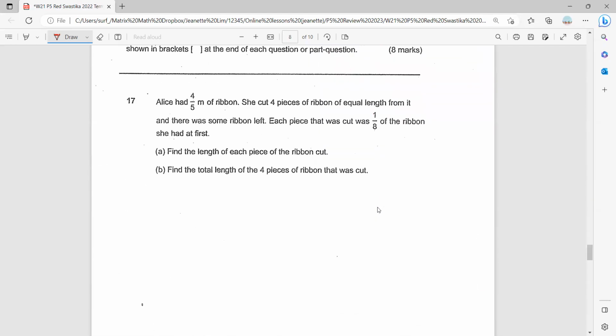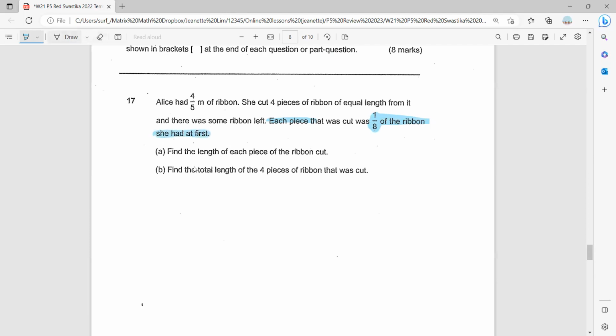Okay, question 17. Alice had 4/5 meters of ribbon. She cut 4 pieces of ribbon of equal length. And then there was some left. So each piece that was cut was 1/8 of the ribbon she had at first. Okay, so find the length of each piece of the ribbon cut. Okay, so the question said that each piece is 1/8 of the ribbon she had at first.